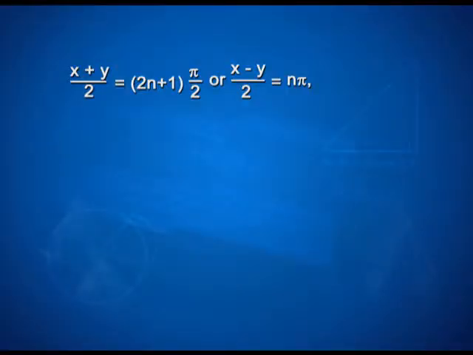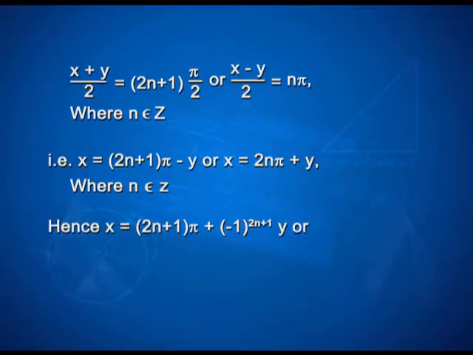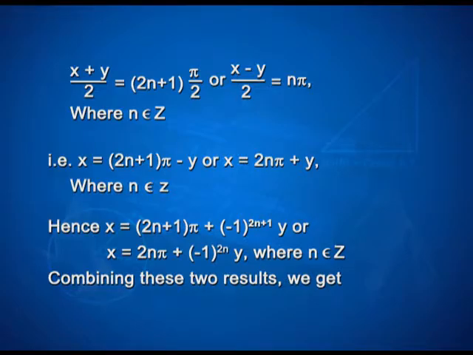Therefore, (x plus y) upon 2 is equal to (2n plus 1) into pi by 2, or (x minus y) upon 2 is equal to n pi, where n belongs to z, that is x is equal to (2n plus 1) into pi minus y, or x is equal to 2n pi plus y, where n belongs to integer z. Hence, x is equal to (2n plus 1) pi plus (minus 1) raised to (2n plus 1) into y, or x is equal to 2n pi plus (minus 1) raised to 2n into y, where n belongs to integer z. Combining these two results, we get x is equal to n pi plus (minus 1) raised to n into y, where n belongs to integer z.